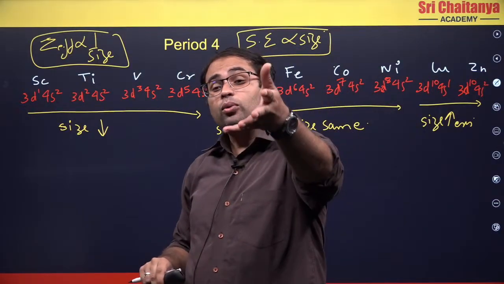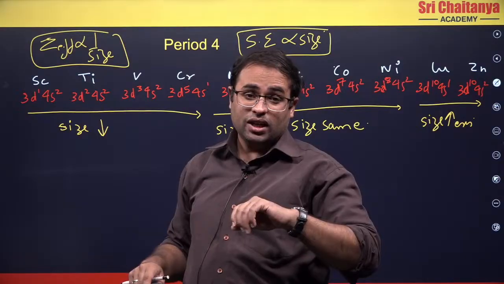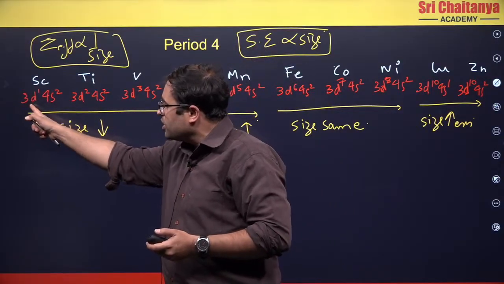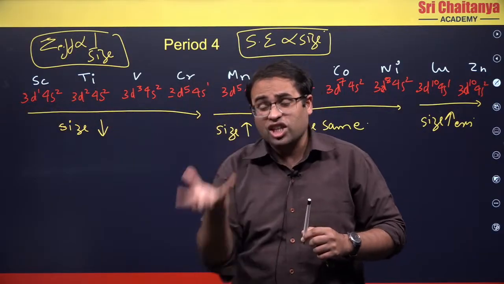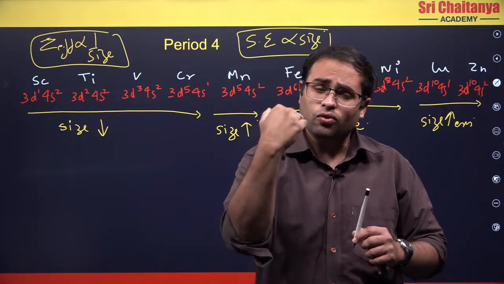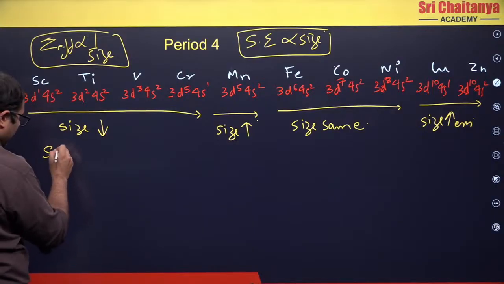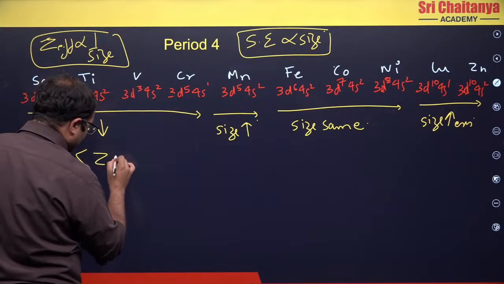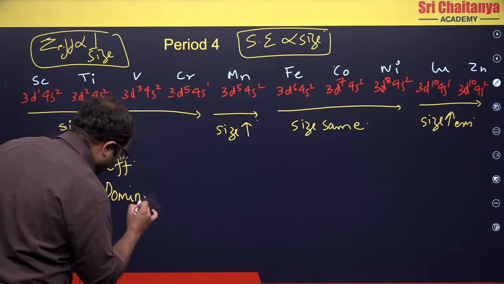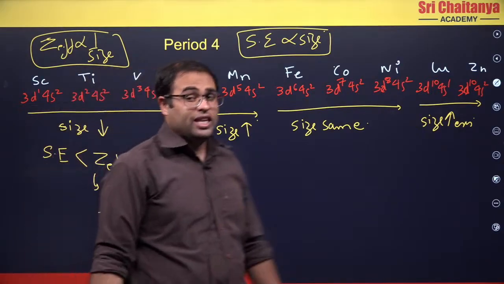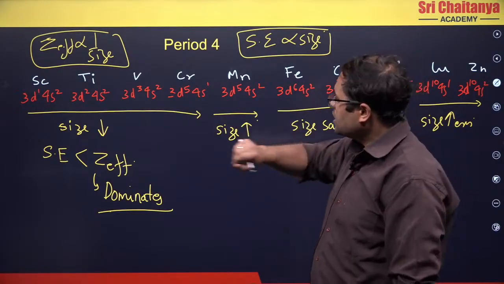Screening effect is dependent upon what? It is dependent upon how many soldiers are there in front of you, how many electrons are there in front of you. That inside electron is this D, right? Initially, you can see D electrons are less. So initially, the screening effect is weak. So from here to here, what is there? The screening effect is less than the Z effective. So the Z effective dominates. As Z effective dominates, it pulls the valence shell close and decreases the size. So that's why the size decreases.